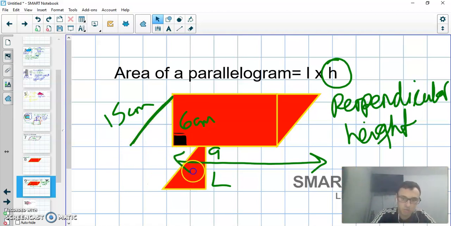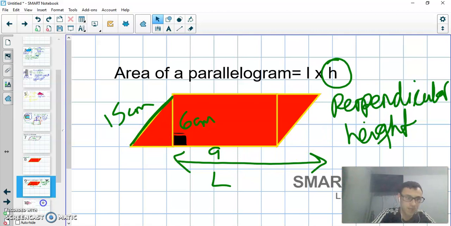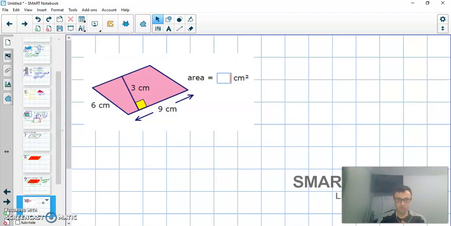Okay, appreciate I've done this quite quickly, but as long as you understand you're taking this part here, you're going to stick it on the end there, you've then made a rectangle. I could do 9 times by its perpendicular height, this bit going all the way up and down, that gives me my area. Okay, so MyMaths then goes on to ask you some questions like this.